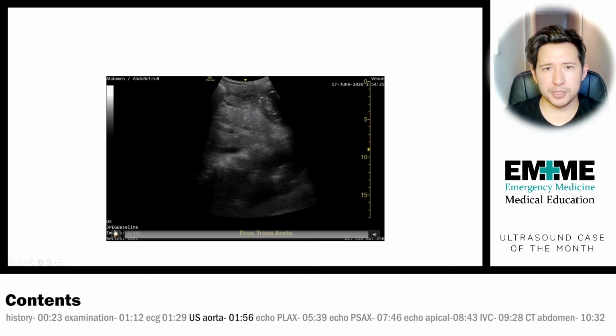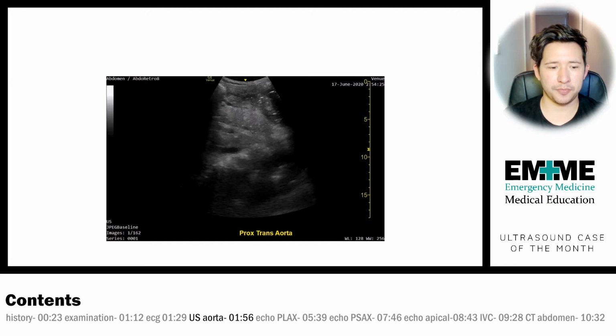So one of the first things we do is abdominal scan of his aorta to have a look to see what his aneurysm is doing. And just to orientate you, this is using the curvilinear probe or the abdominal probe. It's the same one we use for fast scans.